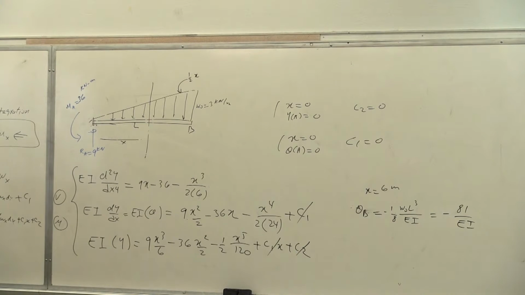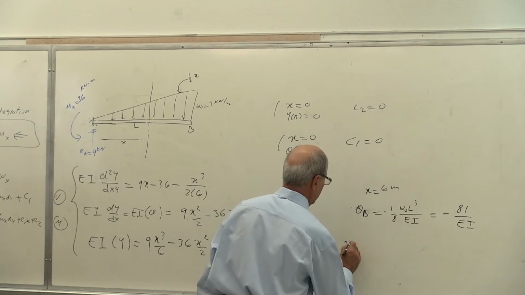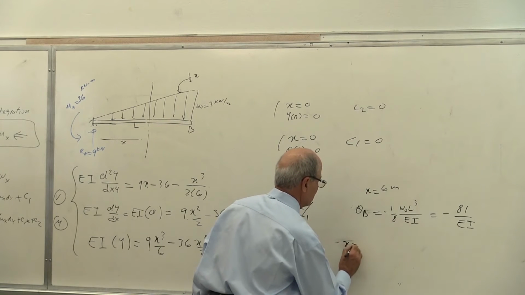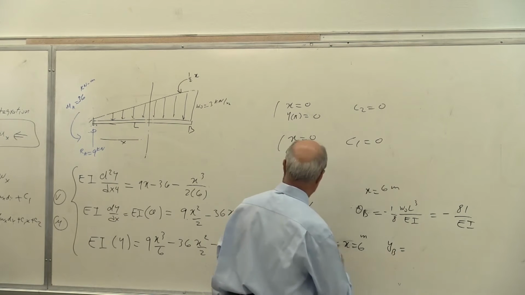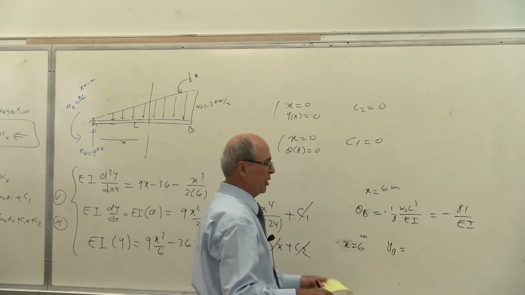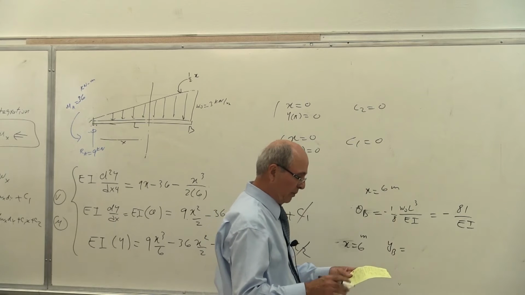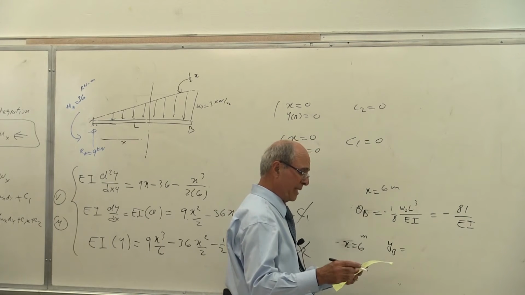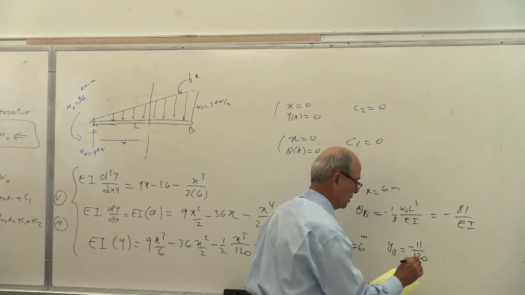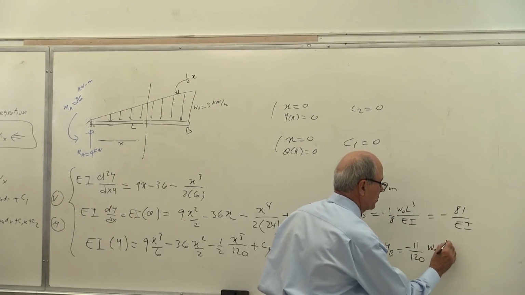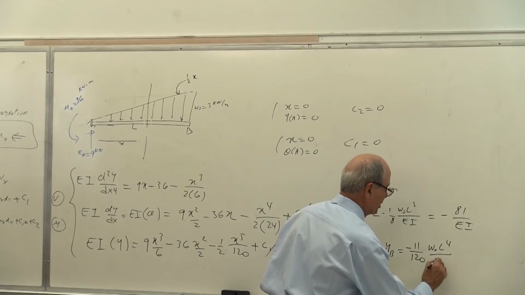Anyhow, at x equal to 6, write it down. At x equal to 6 meters, then YB also becomes equal to, if I put all the numbers here, you can do it again in general form. If you do it in general form, which is a little bit lengthier, it becomes minus 11 divided by 120 W0 L to the power of 4 divided by EI.